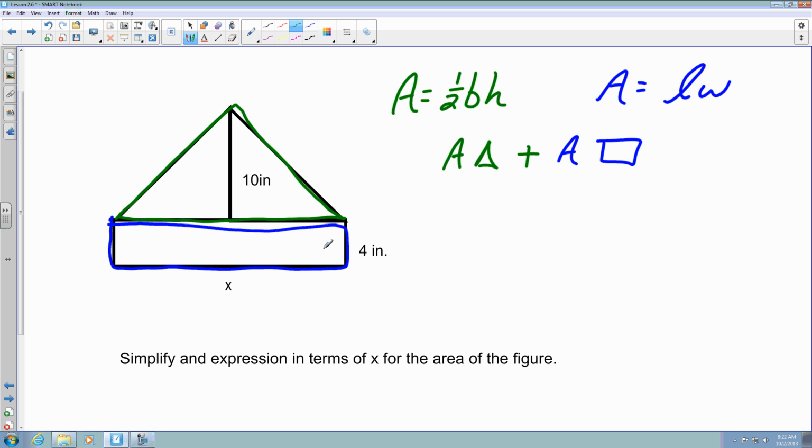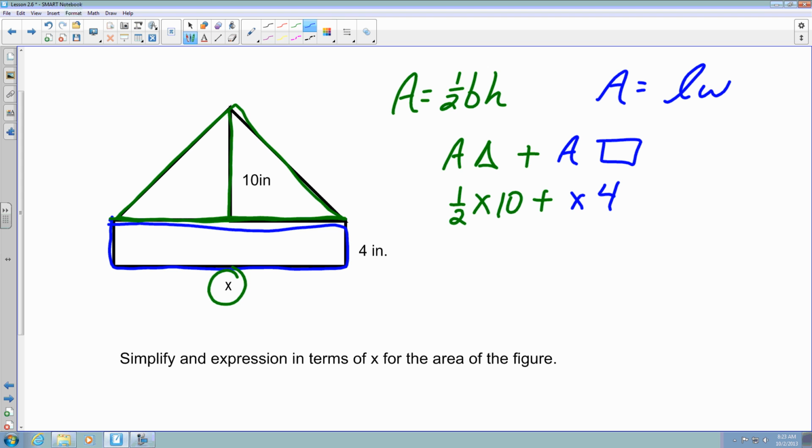So first off, I'm going to try to find the area of the triangle. So the area of the triangle is 1/2 base times height, so it's 1/2, and the base. So the base is right here. And I know that that distance is x, so I can say the base is x, and then I multiply it by its height, which is 10, plus the area of the rectangle, which is length times width, which is the length is x and the width is 4.